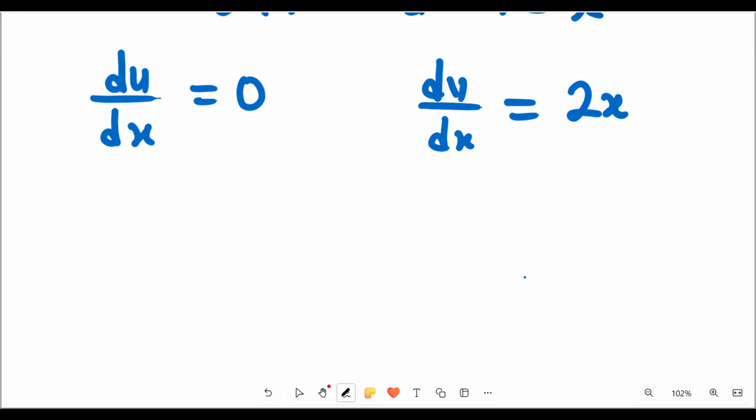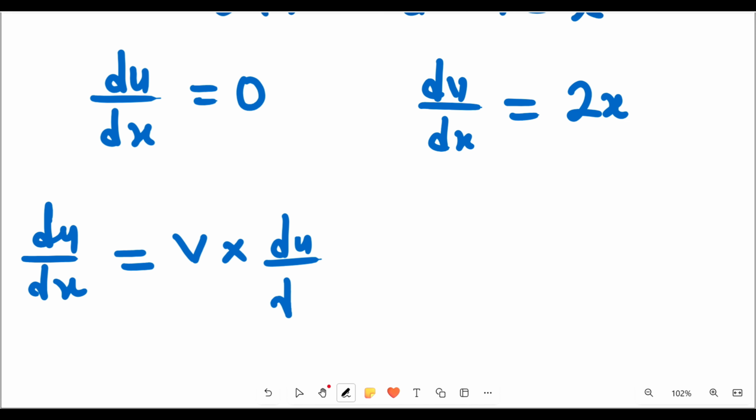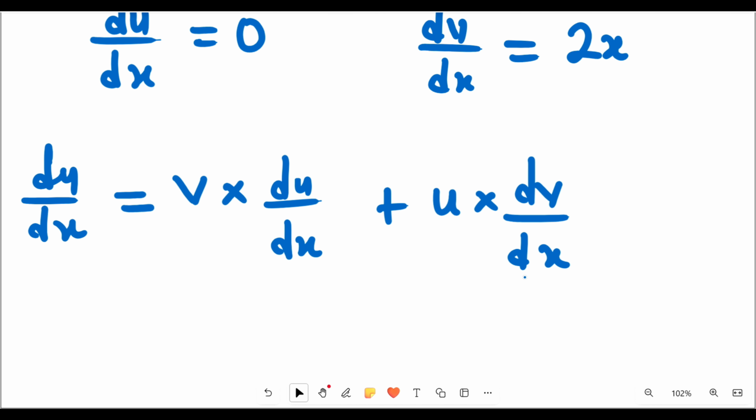All right. So our dy/dx will be equal to, now this is what you are going to do. You multiply the derivative of the function u by v. So it's going to be v times du/dx, plus, now we are going to multiply the original function u by the derivative of function v. All right. So this is how we go about it.